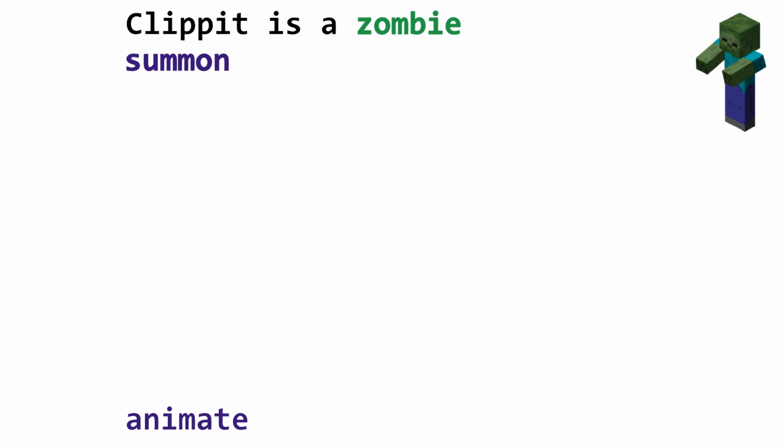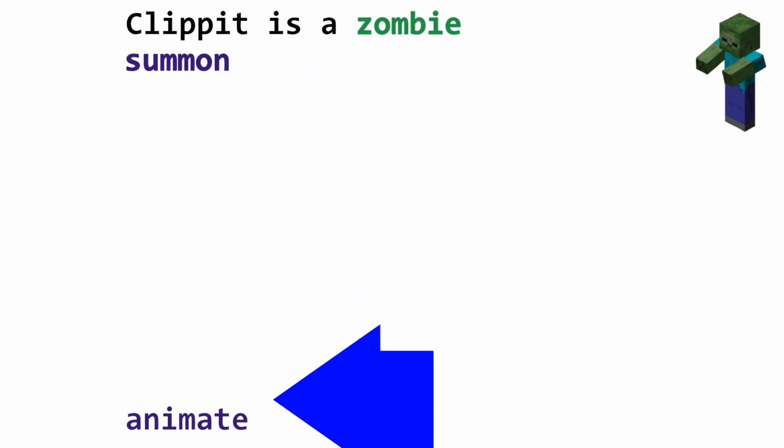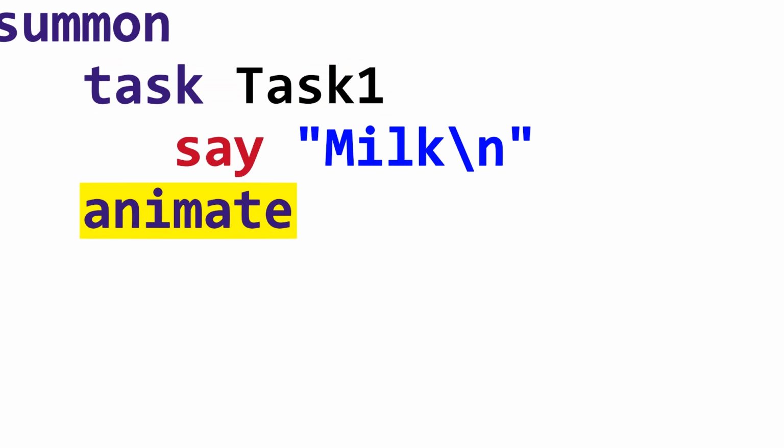To declare a new zombie, you type "zombie name is a zombie", followed by a summon animate block structure. Inside the summon animate block is where the zombie's instructions go, and zombies perform their tasks from top to bottom. A task is a structure containing commands that the zombie does. Anything that happens during the task goes between task, task name, and animate. Inside of tasks, instructions can be run, such as say, which prints a message to the console.